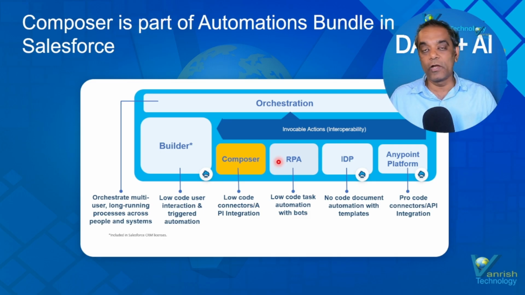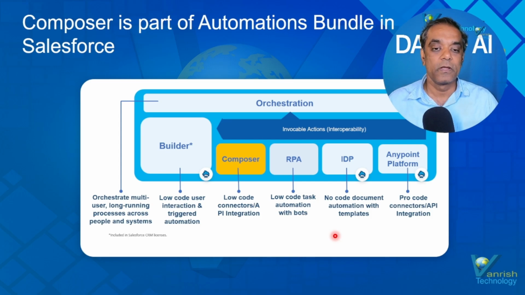RPA, which I already went through in my previous webinar, is low-code task automation with bots. You can create the automation through the bot. IDP, intelligent document processing, is based on your documents. It extracts the data from your document and creates the flow for you, so you can reuse it within your system, within your use case.